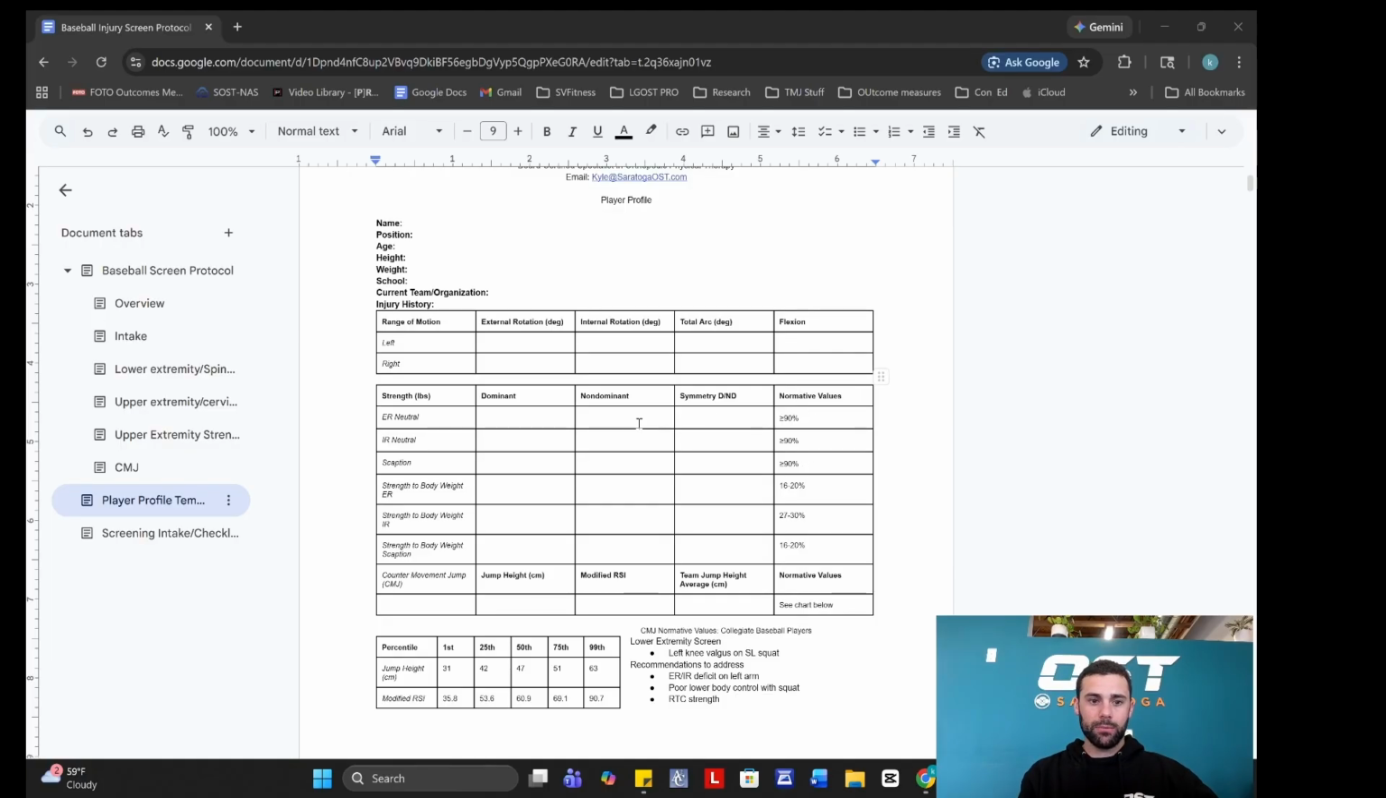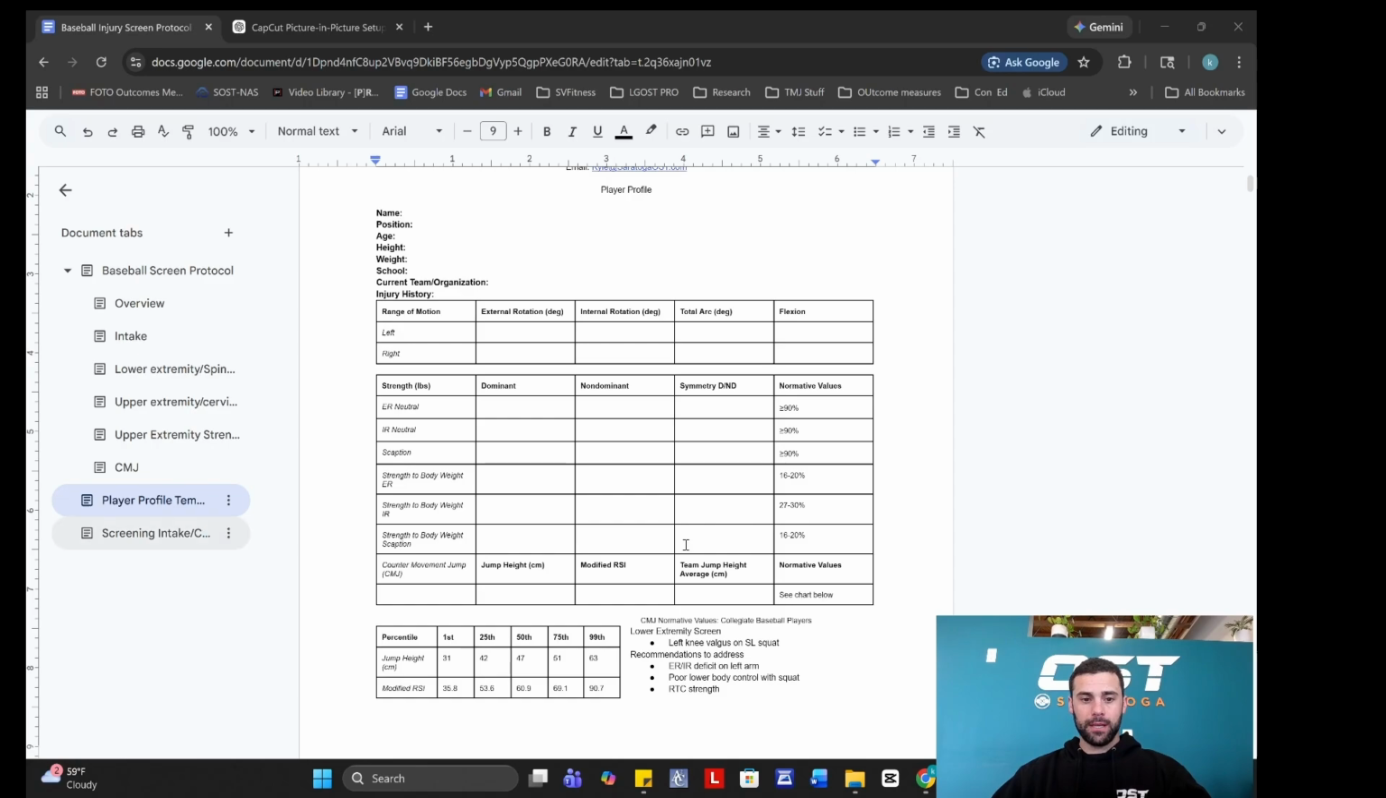And then what we also did is we normalized these values to the player's body weight. So you can see the strength to body weight ratios for external rotation, internal rotation, and scaption for the dominant and the non-dominant limb. And then instead of a symmetry between the two sides, we're looking at a specific percentage compared to the player's body weight. For external rotation and scaption, you're looking between 16 to 20%. And for internal rotation, that's going to be 27 to 30%.